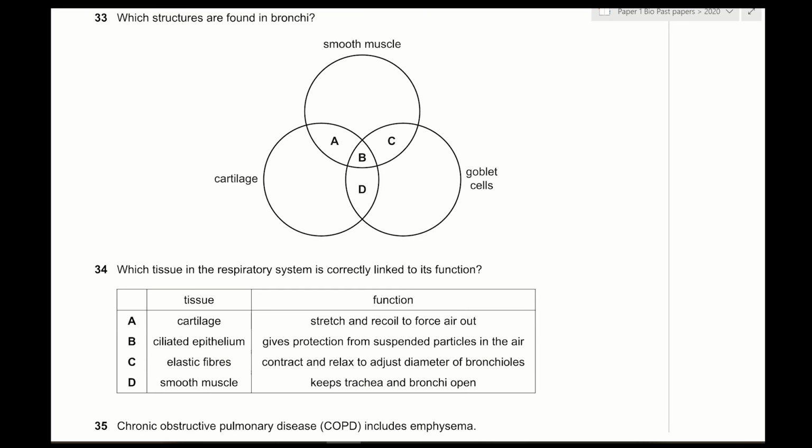Question number 33. Which structures are found in bronchi? Now, this is mainly to be memorized. Here we have smooth muscle. This is correct. Cartilage. For bronchi, we have irregular cartilage. But for trachea, we have C-shaped cartilage. So, cartilage is correct. And now finally we have goblet cells. This is correct. Bronchi also have goblet cells. All three of these structures must be memorized as part of the bronchi, and the answer is going to be B.